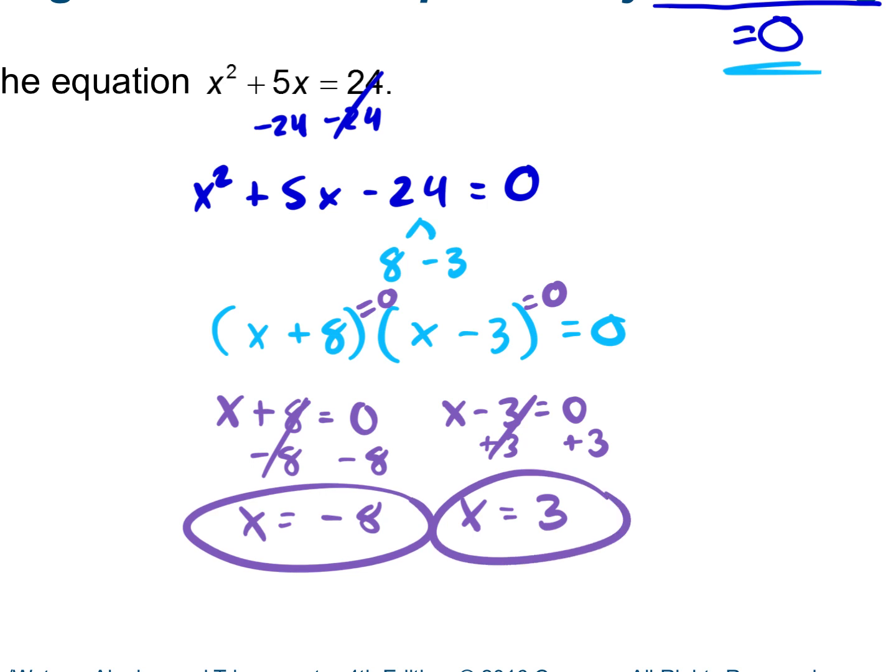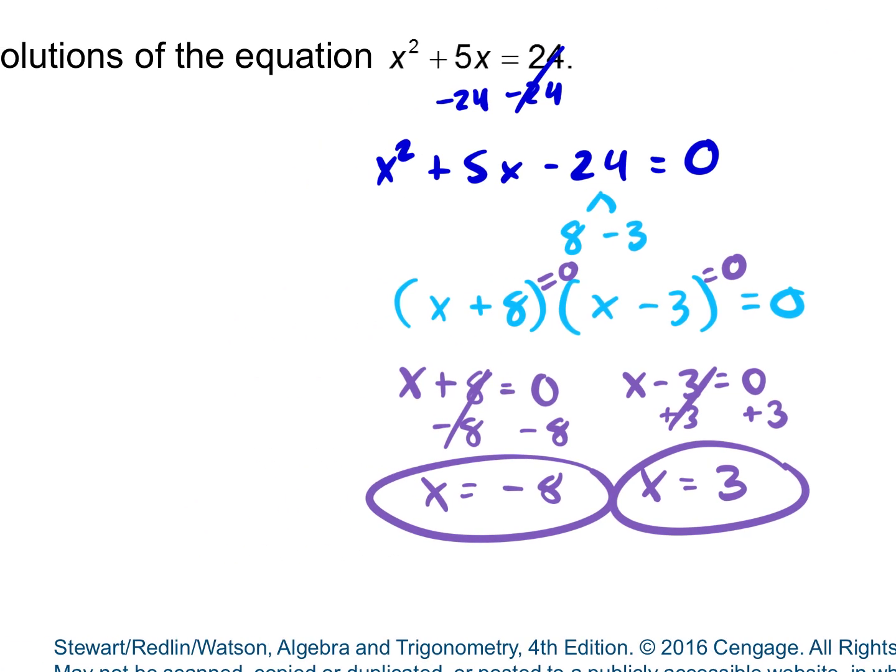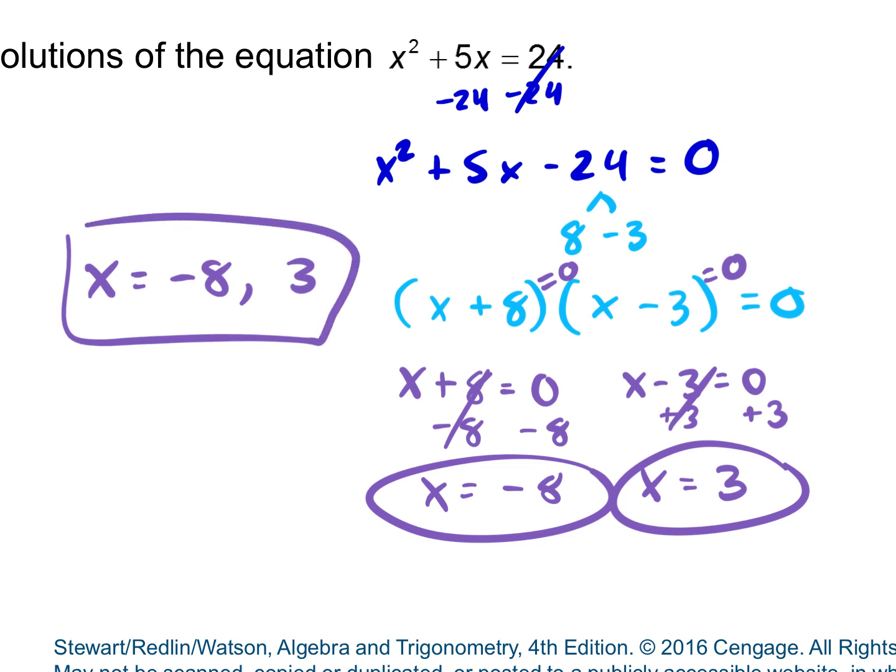Just x equals. On WebAssign, I think when you have two answers, and most of the time you will have two answers, it wants you to input it as a comma separated list. So you would just say negative 8 comma 3, to list your answers in WebAssign.